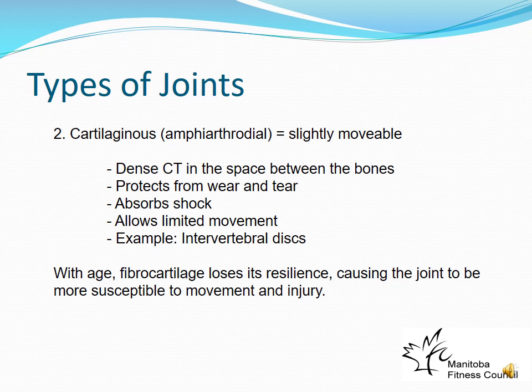With age, the cartilage, so this connective tissue, is actually fibrocartilage. It will lose some of its resilience, and it causes the joint to be more susceptible to movement and injury. So usually as we age, you'll find that people's spines normally become less flexible, and that's because of the loss of the resilience of their fibrocartilage.